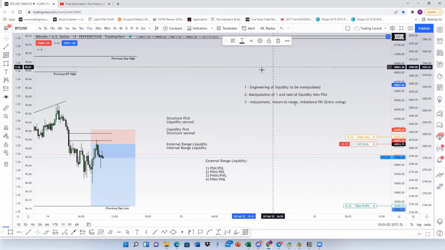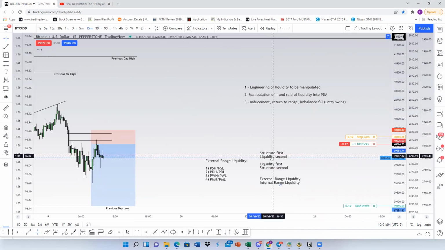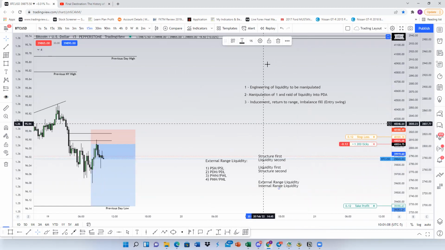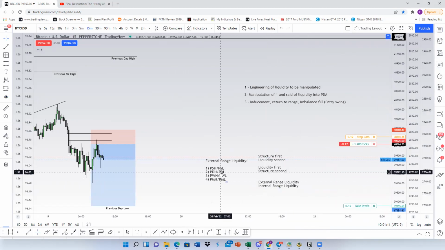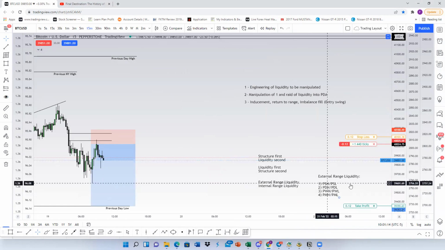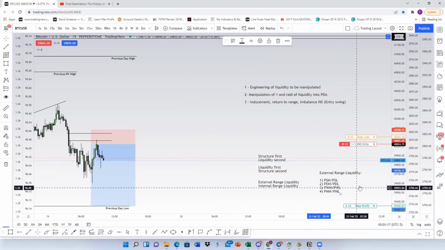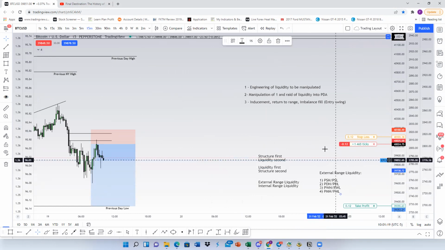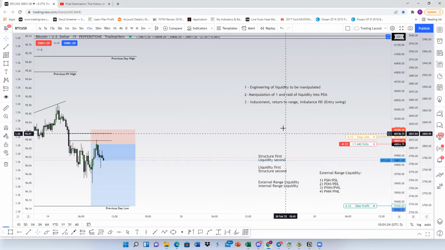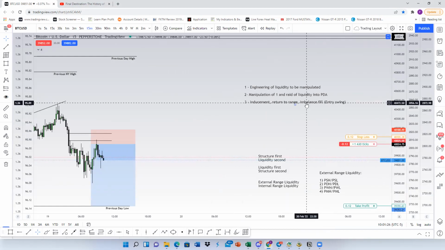EST, so normal time. Think about this: structure first, liquidity second. Liquidity first, structure second. External range liquidity, internal range liquidity, what we just spoke of. And previous session high, previous session low, previous day high, previous day low, previous week high, previous week low, previous month high, previous month low. Important for determining bias: intraday bias, intra-week bias, all that.